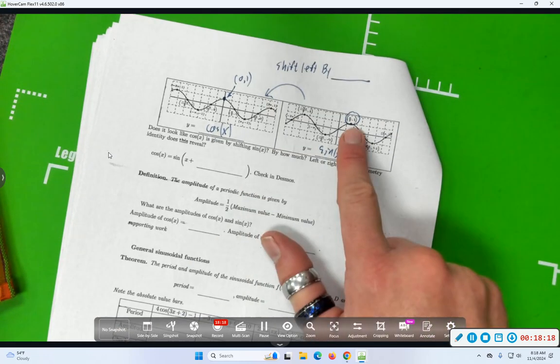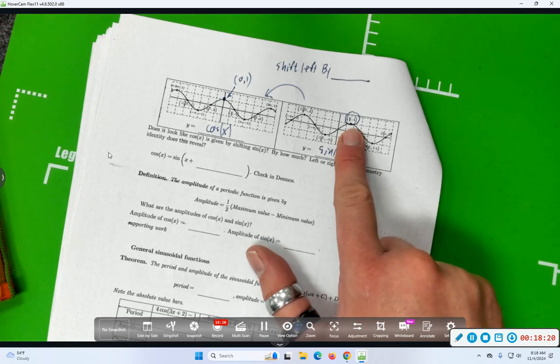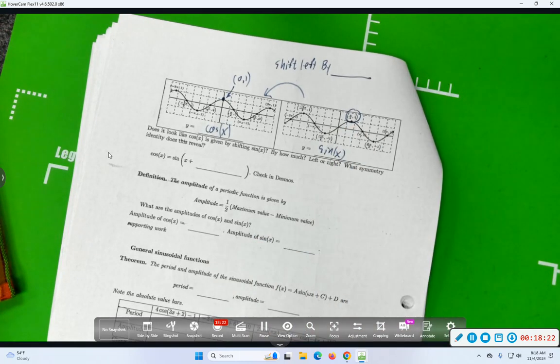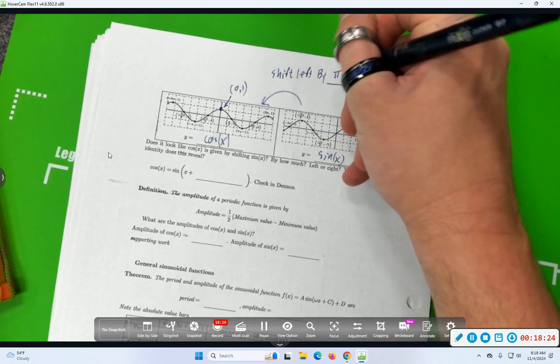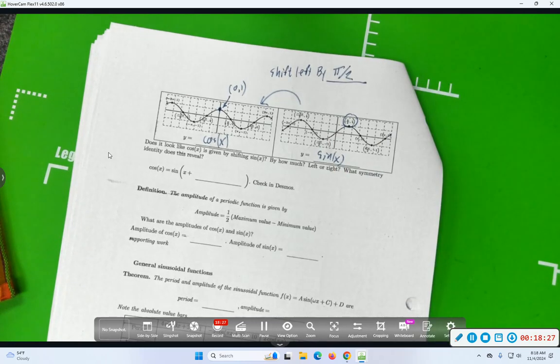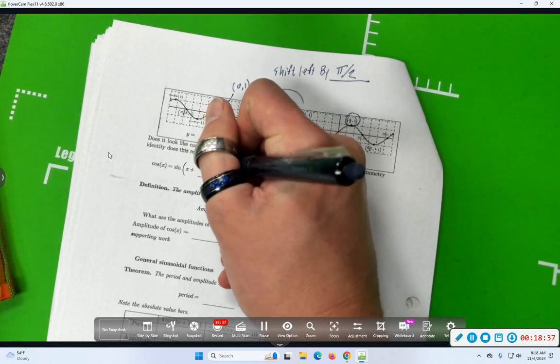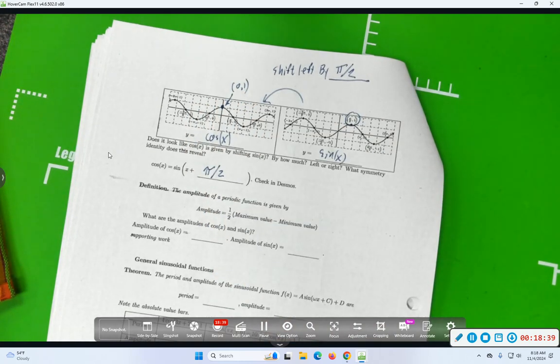How far left do I need to shift it? I guess pi over 2? Oh, neat. Well, I know what shifting left by pi over 2 does to a function. That corresponds to adding pi over 2 to the x inside of the function. So cosine of x is the same as sine of x plus pi over 2. And that's a useful fact sometimes.